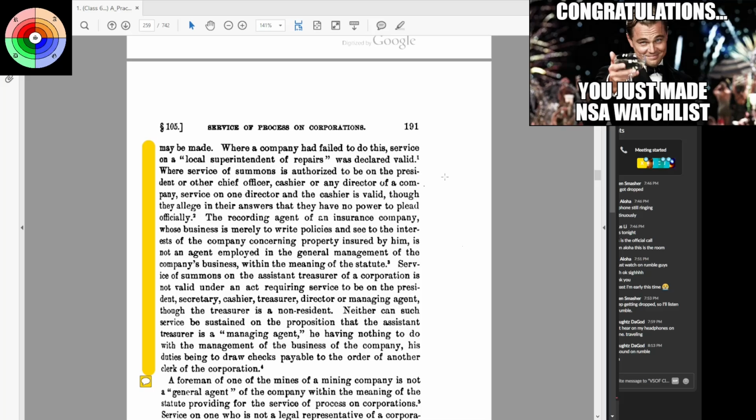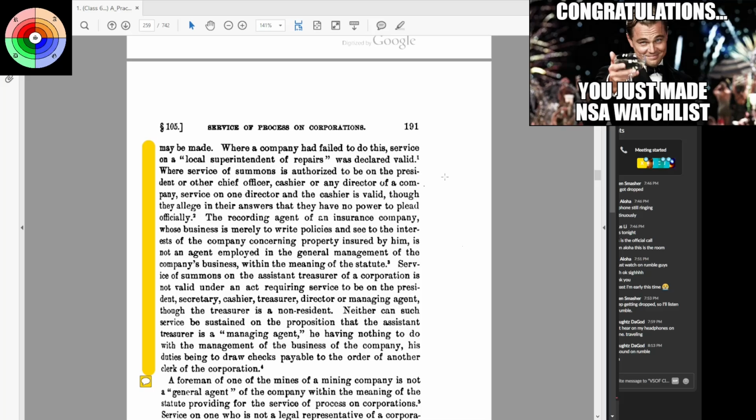Because it's kind of a pain to have to literally serve the president of a corporation. However, this is the reason why this has been taken care of with the uniformity of every corporation having to make sure that they put in who their registered agent is, and it sits with the Secretary of State for any corporation that's chartered out of said state.